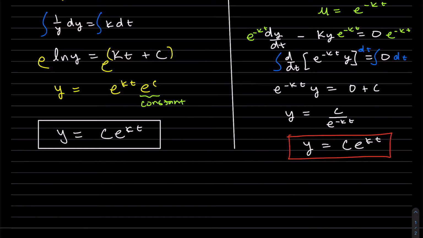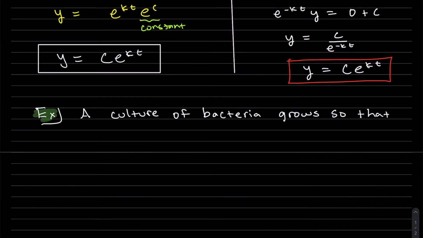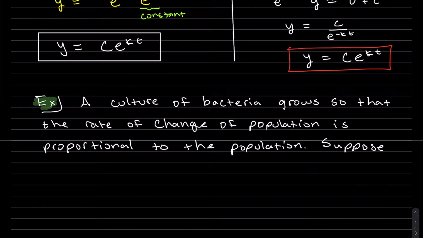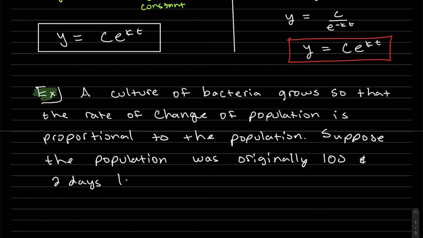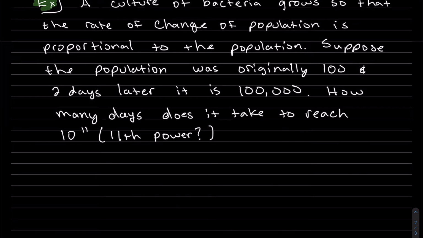Let's do an example. A culture of bacteria grows so that the rate of change of population is proportional to the population, same as above. Suppose the population was originally 100 and 2 days later it is 100,000. How many days does it take to reach 10 to the 11th power?